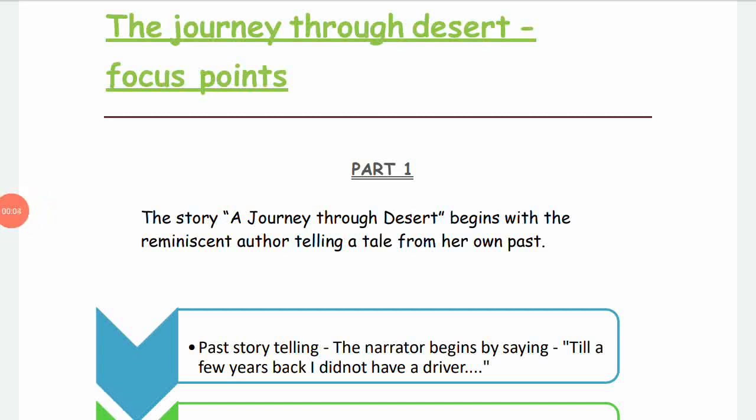We would be dealing with the focus points of the chapter, A Journey Through the Desert. Firstly, the chapter has two parts, and we will begin with part 1. The story, A Journey Through Desert, begins with the reminiscent author telling a tale from her own past. So the story is dealing with her own past.